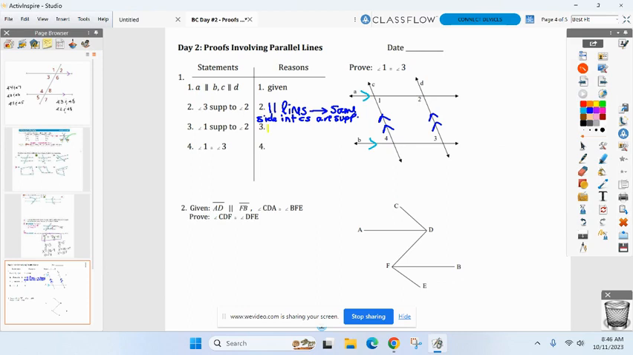Parallel lines imply same side interior angles are supplementary.